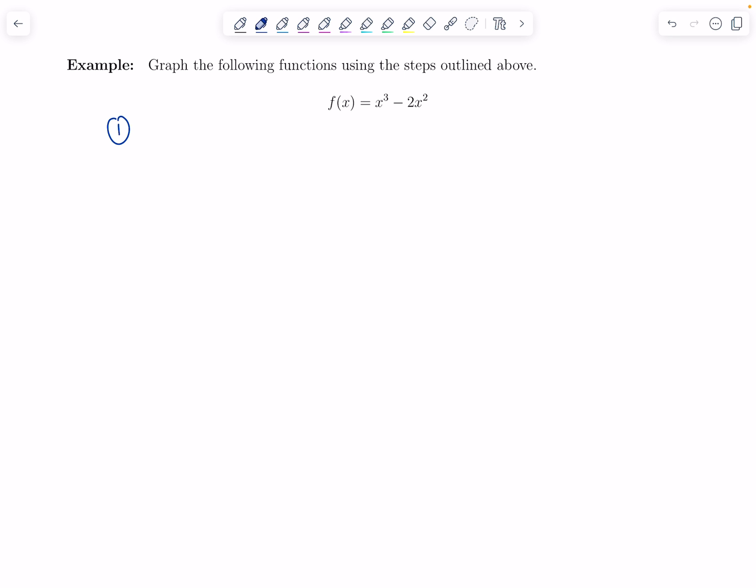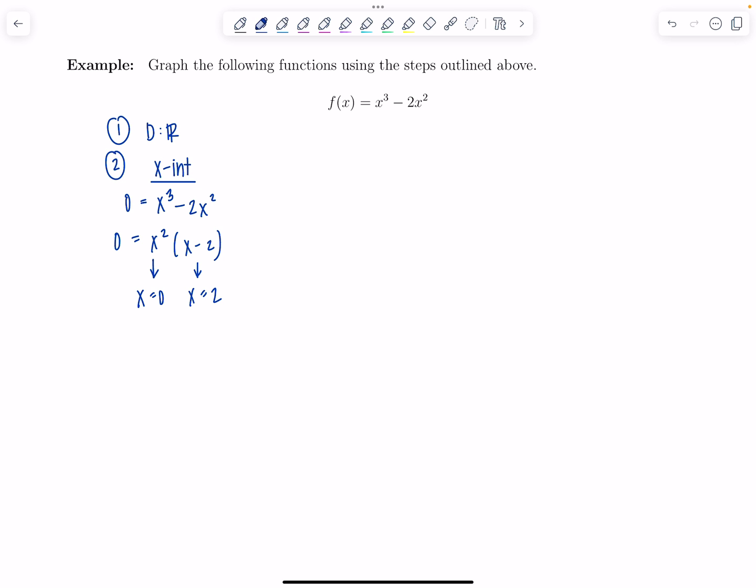So first thing, we're going to find the domain. It's all real numbers because it's a polynomial. That's good. Second thing, we need to find the intercepts. So let me find the x-intercept first. You do that by setting the function, or y, equal to 0. So 0 equals x cubed minus 2x squared. I can factor out an x squared from both of the terms, and then I have x minus 2. So x squared in the front tells me that x equals 0 is where one of the x-intercepts is, and the other one is at x equals 2.